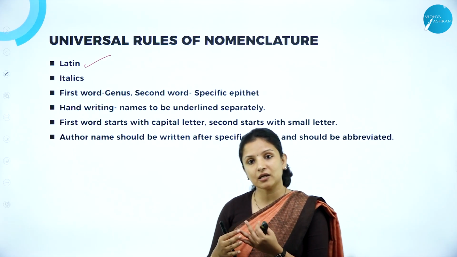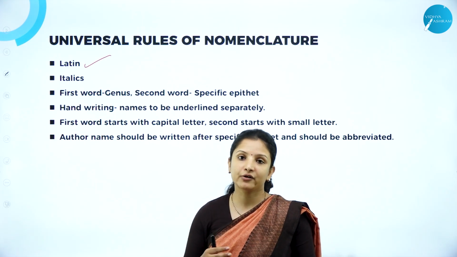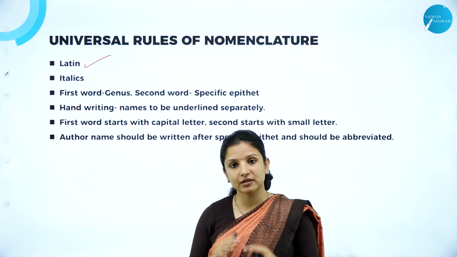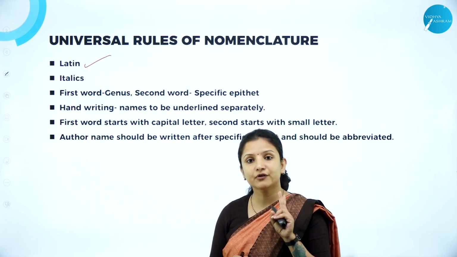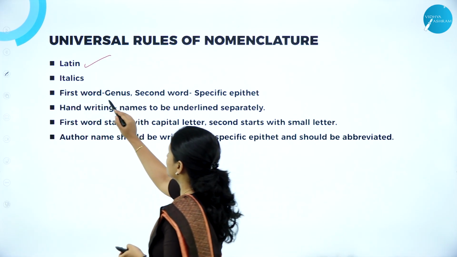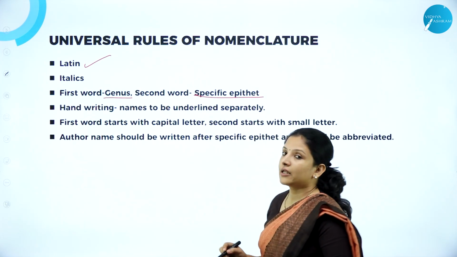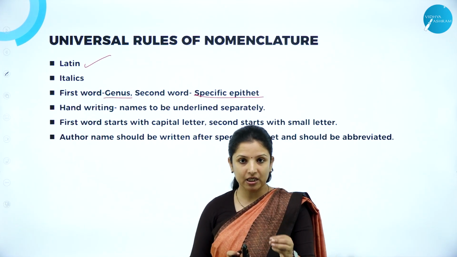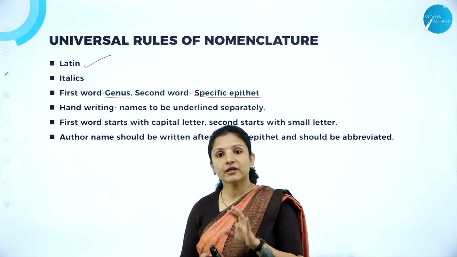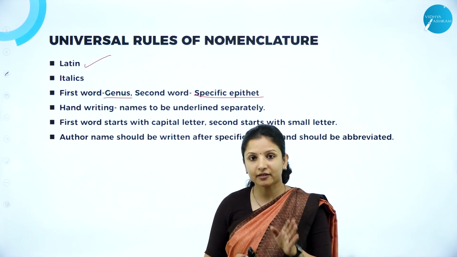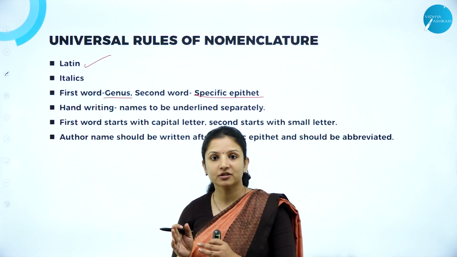So when we are taking a printout or when we are typing in computer, the font should be made to italics. The name, that is the binomial name, should always be in italics. Next, the binomial name should always have two components, wherein the first word should be the genus and the second word should be the specific epithet. For example, we have Mangifera indica, which is the biological name or binomial name or scientific name for mango. We can't write it as Indica mangifera. That is wrong, because always the genus has to come first and then the species or the specific epithet has to follow.